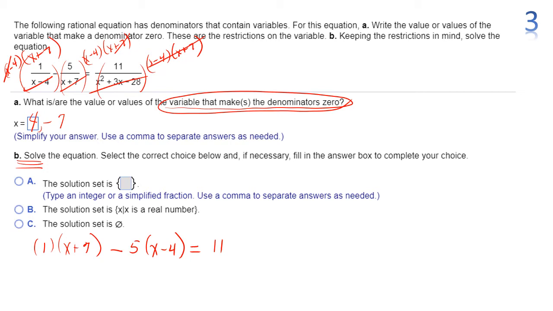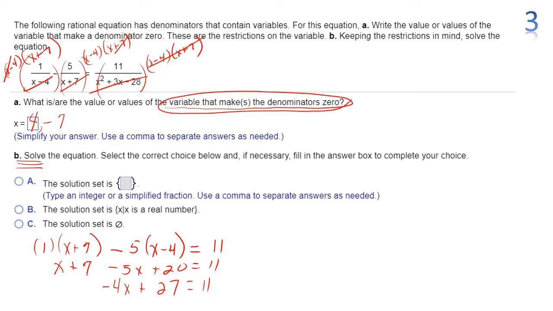Now I will multiply and distribute. I end up with 1x plus 7 minus 5x plus 20. Now if I combine like terms, I end up with negative 4x plus 27 equals 11.